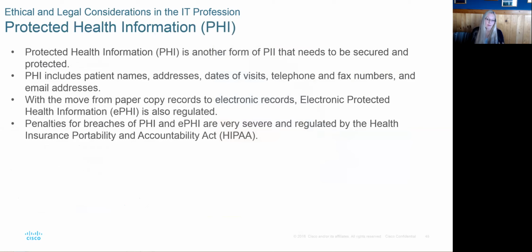PHI, your protected health information. Here we've got electronic records, as I was mentioning earlier. HIPAA is the government regulation that safeguards your health data, and all health providers are required to comply with HIPAA rules. So you need to make sure that there aren't any actions that you are taking that are going to make anybody's PHI or PII vulnerable.